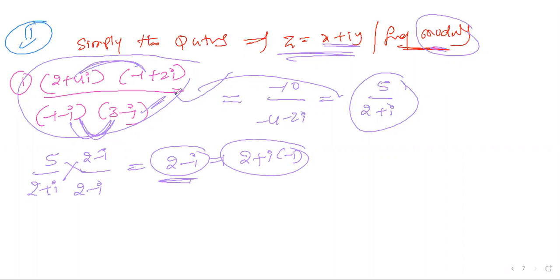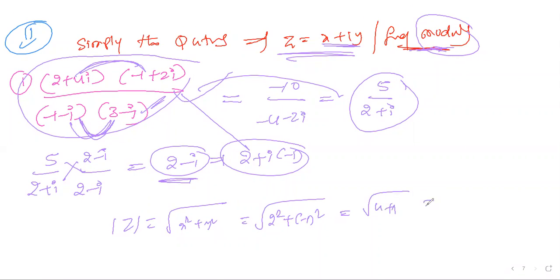Yes, sir. Okay. Now the question you simplified, you get it now. Now you find the modulus. What is the modulus formula? Mod z is equal to under root of x square plus y square. X square means 2 square, y square means minus 1 whole square. It's nothing but root of 4 plus 1. The answer is root 5.